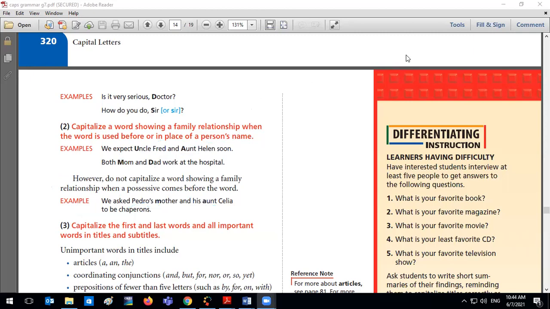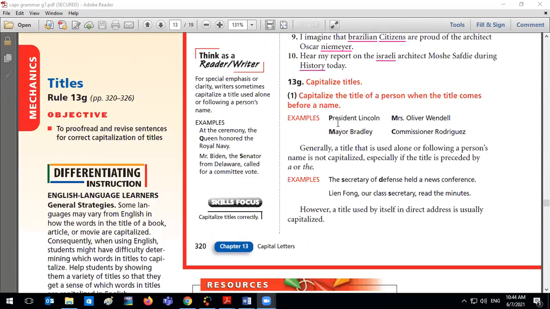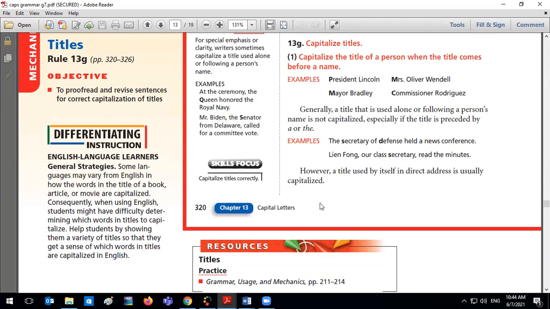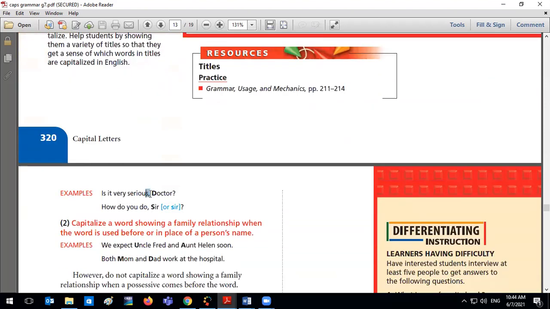So again, titles of doctors or presidents or so on, we capitalize them if a name comes after them. Okay, you do not capitalize them if the word the or a is before them. You also capitalize them if you're using them in direct address. That means if you're speaking directly to the doctor. Okay, as we said here, it's usually there's a comma. Okay, can I use it in the beginning? Yes, I can. I can say doctor, comma. Is it very serious? So the word doctor or the word sir or the person that you're directly addressing does not have to come at the end of the sentence. It could also come in the beginning.